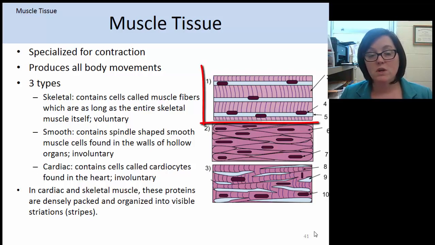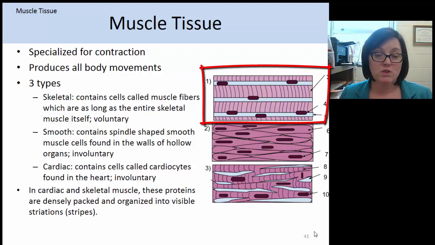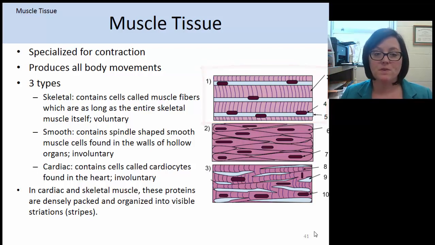Skeletal muscle tissue is mostly associated with our bones. That's why it's called skeletal muscle tissue. And it's mostly composed of just really long cells. So these long cells are called fibers because they're long and thin. And these cells are very, very long as the entire muscle is. Skeletal muscle tissue is voluntary, which means we consciously control it. We decide when it contracts and when it doesn't.